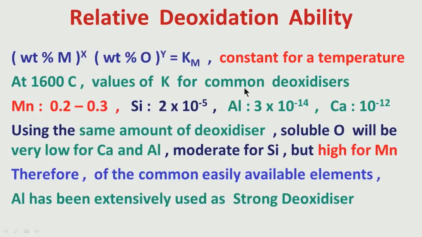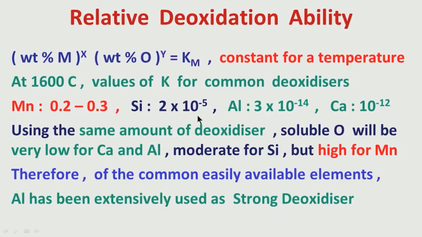Approximately, I am giving 3 into 10 to the power minus 14; some people say 2 into 10 to the power minus 14, some give a value of 5 into 10 to the power minus 14. Look at calcium, 10 to the power minus 12. So, can you make out that for manganese the value is high, for silicon it is lower than that, and for aluminum and calcium it is much lower than these values?